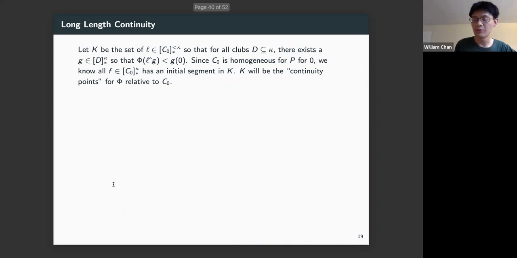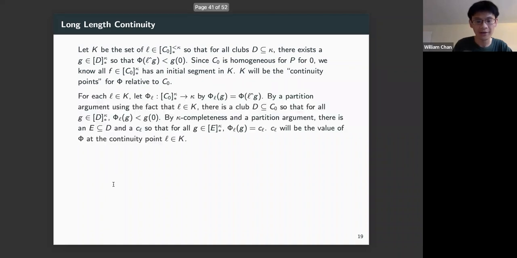Since C0 is homogeneous for P on the 0 side, what this gives us is that every single function F passing through C0 to the kappa has an initial segment in K. So in some sense, this set K is kind of dense. It'll turn out that the points in K will be the continuity points of phi relative to the club C0.